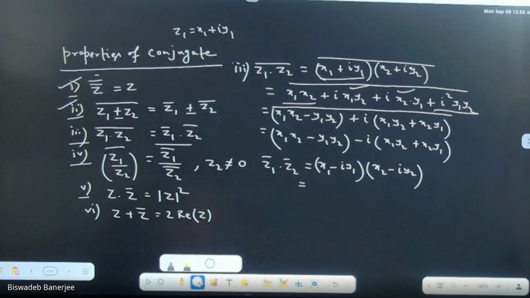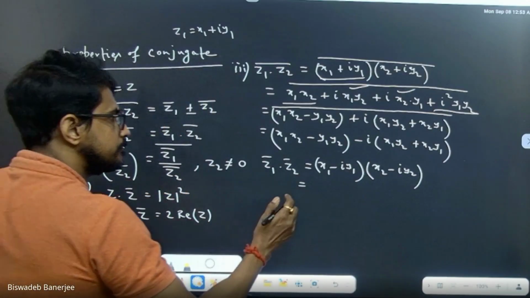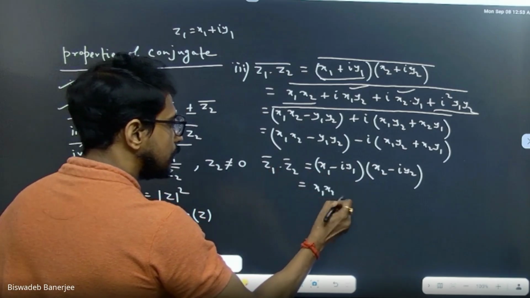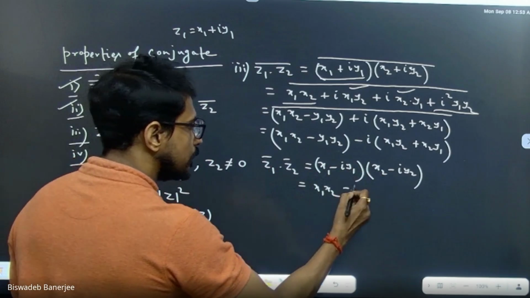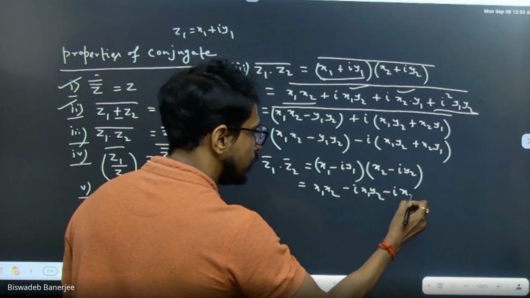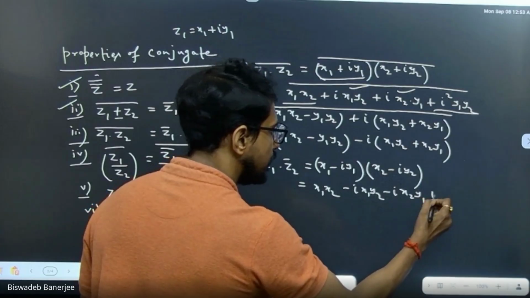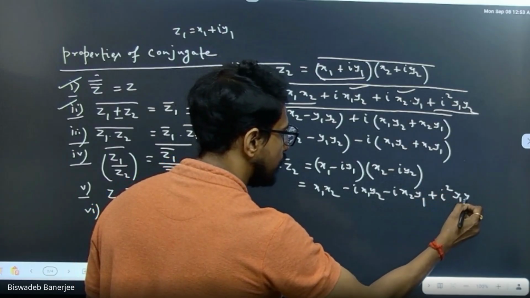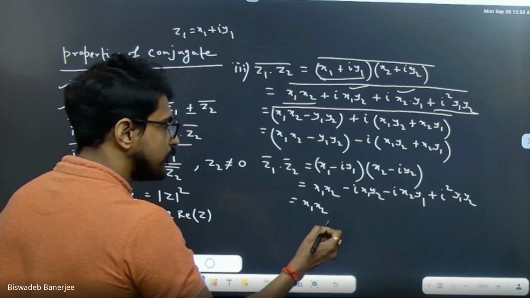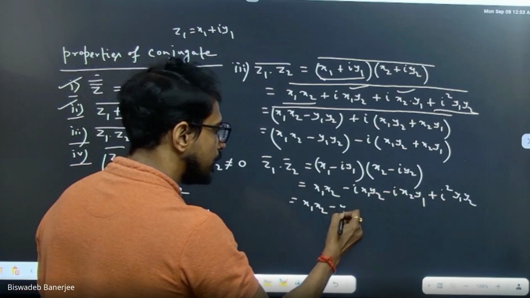Okay, done. Then, if we multiply them, x1 into x2 minus i into x1 into y2 minus i into x2 into y1 plus i squared into y1 into y2. Giving you x1 x2, and i squared means minus 1.